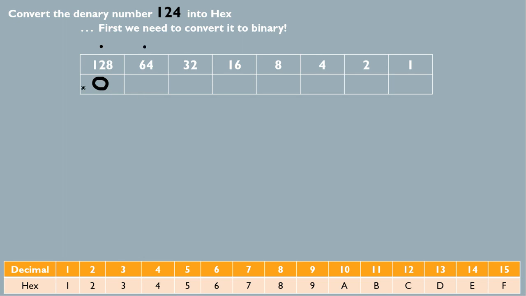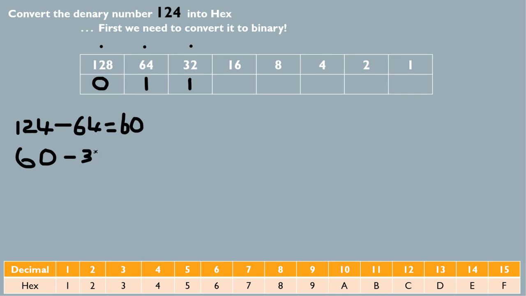The next column is 64, and I say, okay, will 64 go into my number 124? Yes, it will, so I can put a 1 there, and I'm going to get 124 minus the 64 to see what we're left with. We're left with 60. Okay, so I now have 60, so I go on to the next column and I say, will 32 go into 60? Yes, it will, so let's put a 1 there and let's take 60 minus 32, and that is 28.